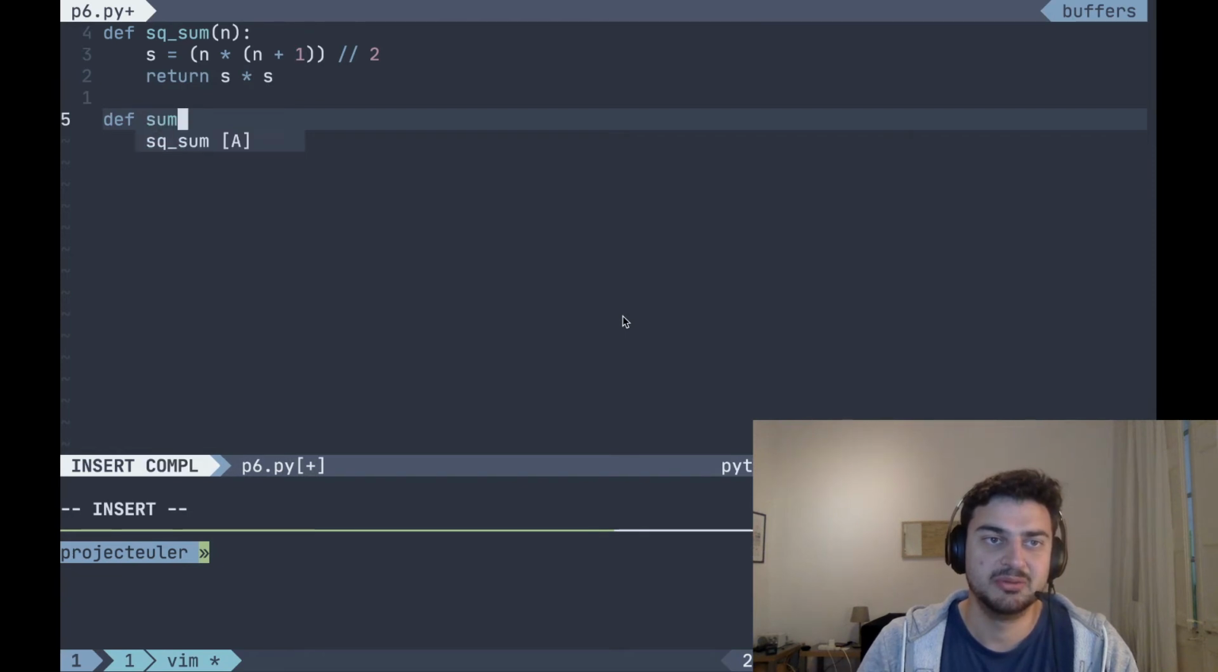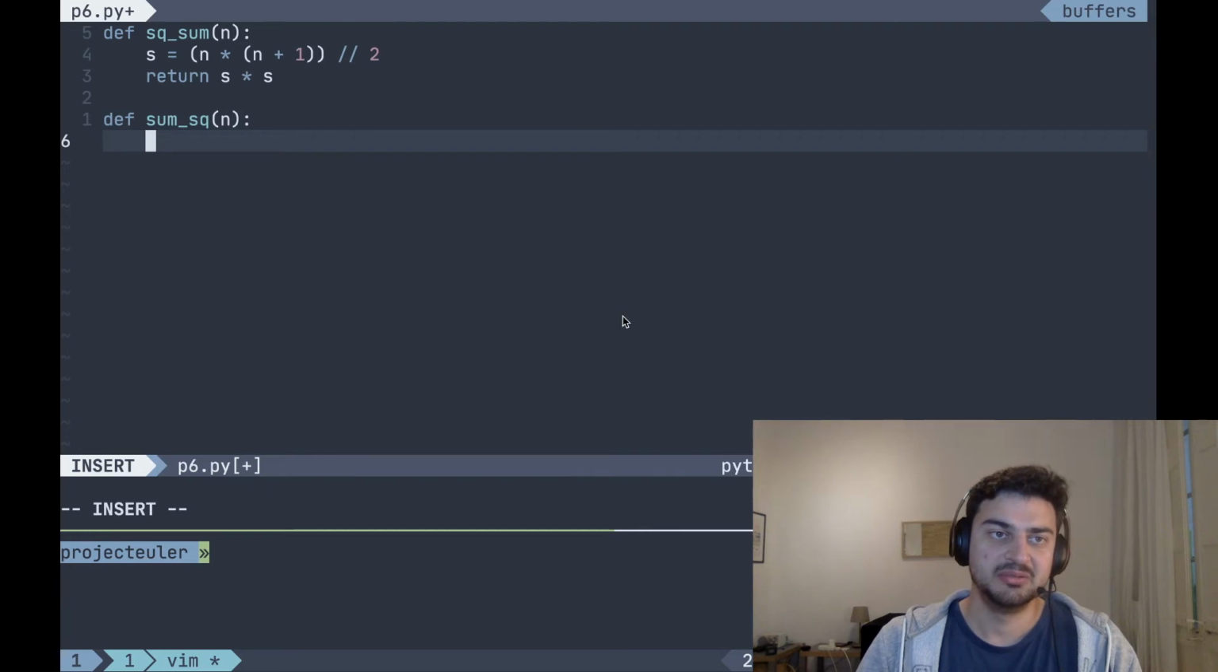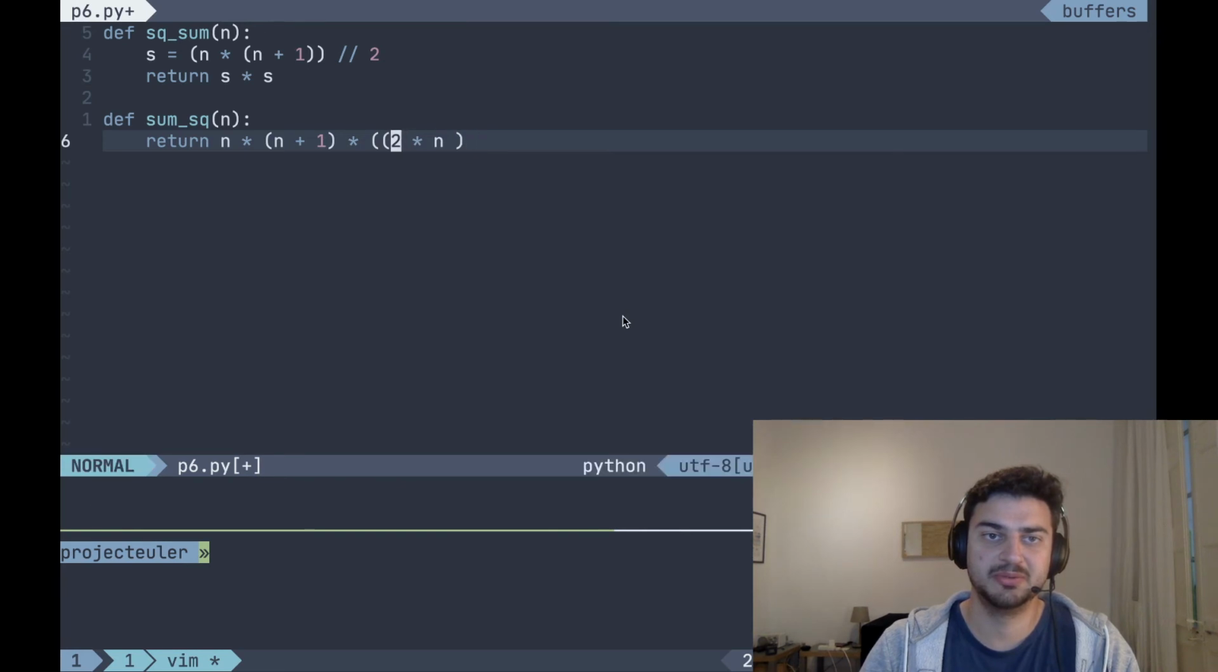And then the other one would be the sum of the squares, which you can return right away since we don't have to multiply by itself. It would be something like n times n plus 1 times 2 times n plus 1, and then all of this divided by 6, and all of this around parentheses as well, just to make sure we don't get any precedence errors.